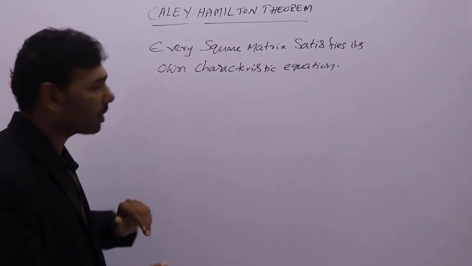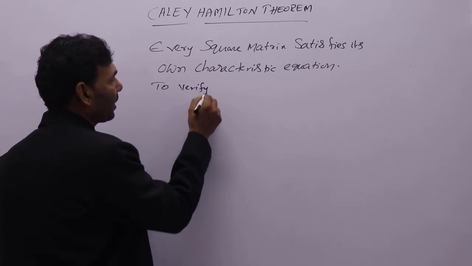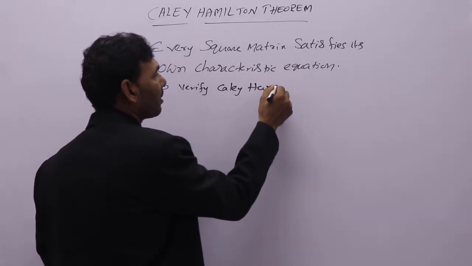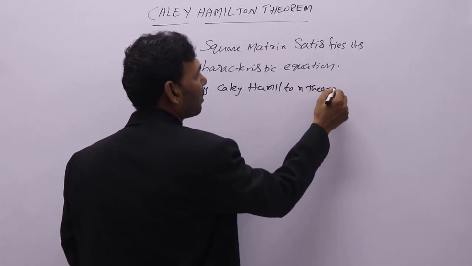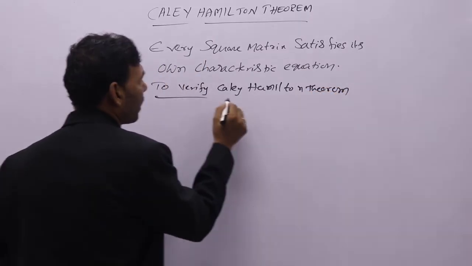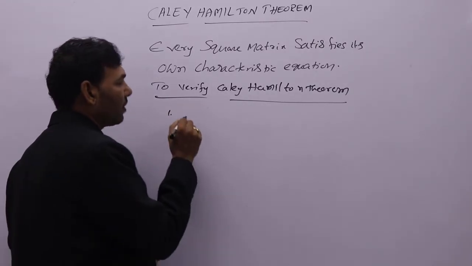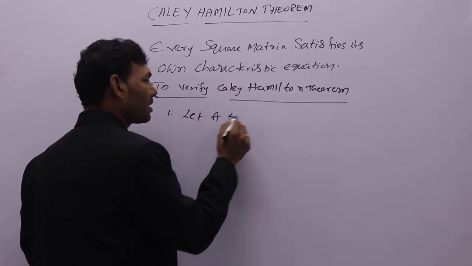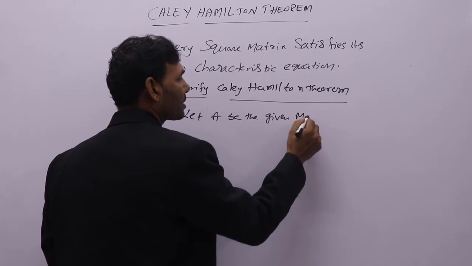Here our work is we need to verify Cayley-Hamilton theorem for a given matrix. For a given square matrix we are going to verify Cayley-Hamilton theorem. For that, first write the given matrix. Let A be the given matrix.